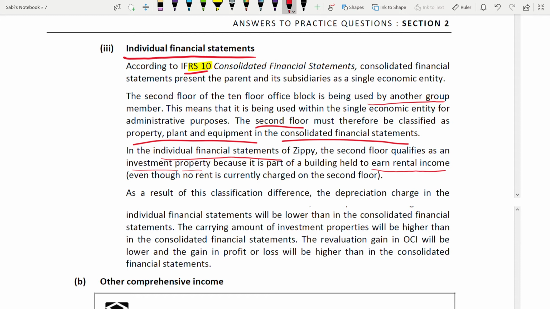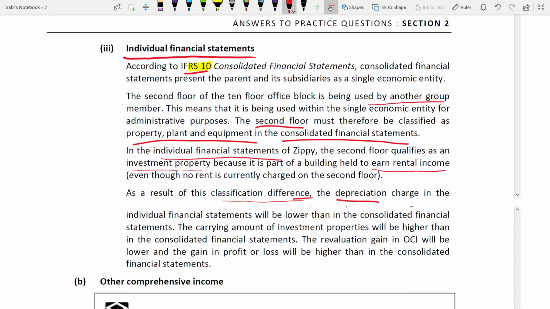Next, as a result of this classification difference, what is the issue? It is the classification difference only. In the consolidated financial statements, it is recognized as property, plant and equipment. That means IAS 16. In the individual financial statements, it is recognized as investment property. That is IAS 40. Okay, and also the principles relating to it will be different. For example, one difference is in depreciation.